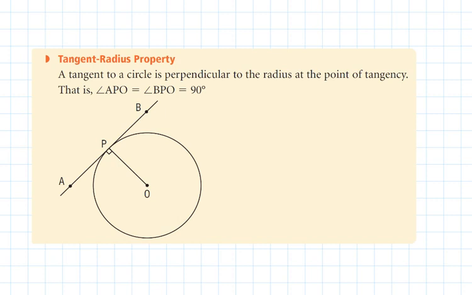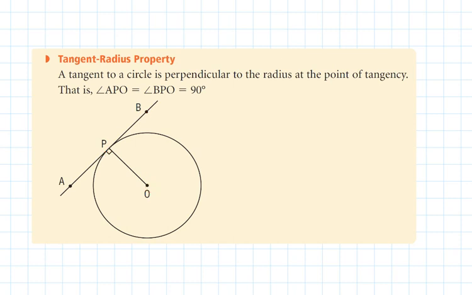As you might remember, or might have forgotten, a radius is a line segment that goes from the center of the circle to any point on the circle. So in this drawing, the radius is from O to P. That's the radius. So let's look at this theorem. A tangent to a circle is perpendicular to the radius at the point of tangency. That is, angle APO equals angle BPO, and that equals 90.